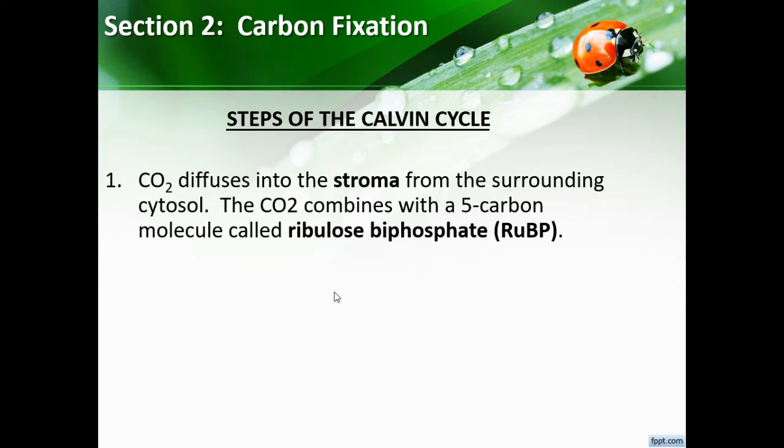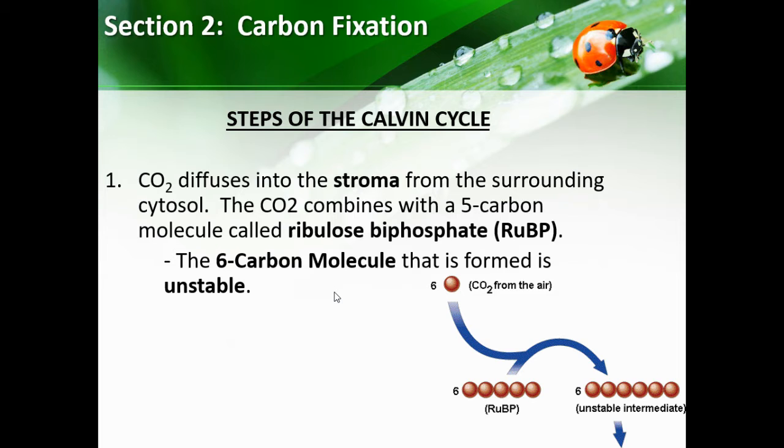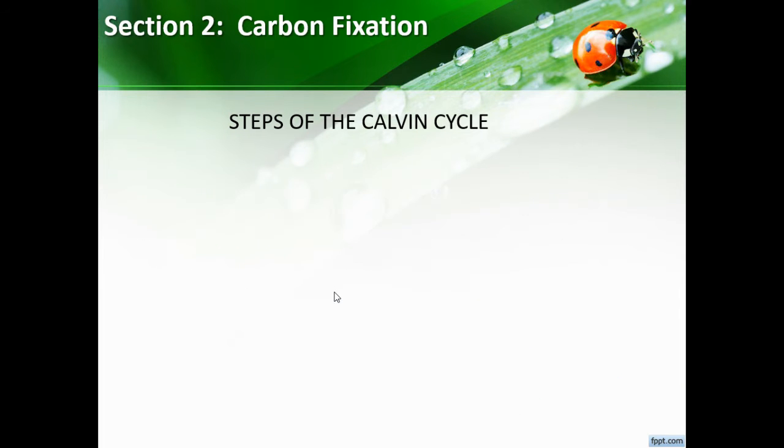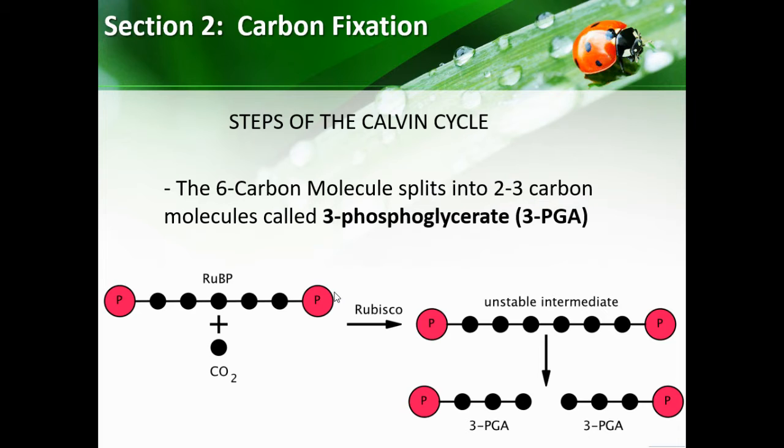Carbon dioxide is going to diffuse into the stroma from the surrounding cytosol. Cytosol is in the cell. Cytoplasm is another word for that. The carbon dioxide is going to combine with a 5-carbon molecule called ribulose bisphosphate. Don't get caught up in these crazy big words and abbreviations. The 6-carbon molecule that is formed is very unstable. That 6-carbon molecule is going to split into 2 3-carbon molecules called 3-phosphoglycerate, or 3-PGA. So we got this little RuBP. We add another carbon to it. It hates it, so it cracks right in half.